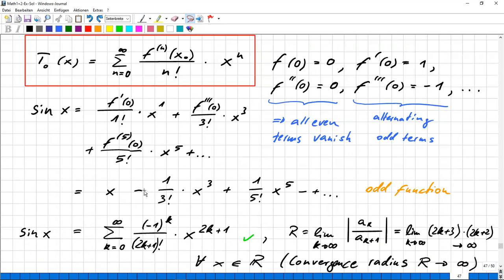And so we have -1 over 3 factorial times x power 3, and then we get positive again, as I told you, the reciprocal of 5 factorial times x power 5, and we have our alternating sign. That's an odd function, very important feature.